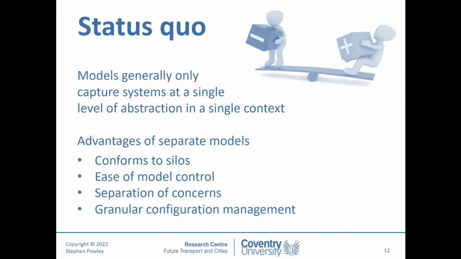So what's the status quo in modelling? Well, generally, models only capture systems at a single level of abstraction and in a single context. So that might be a security context or a safety context or an electrical vehicle architecture context. Now, clearly, we understand that there are linkages between these two, but until now, it's been quite difficult to integrate all of that into a single integrating model.